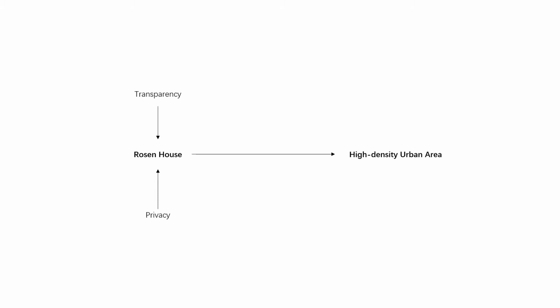As we know, in high-density urban areas, people have to give up transparency because of privacy considerations and live in concrete boxes, which undoubtedly separates the relationship between man and nature. But Rosen House can provide us with an excellent example of balancing privacy and transparency. Therefore, through my thesis project, I hope to explore how to use Rosen House space model to find the method of giving consideration to transparency and privacy in residential projects in high-density urban areas.